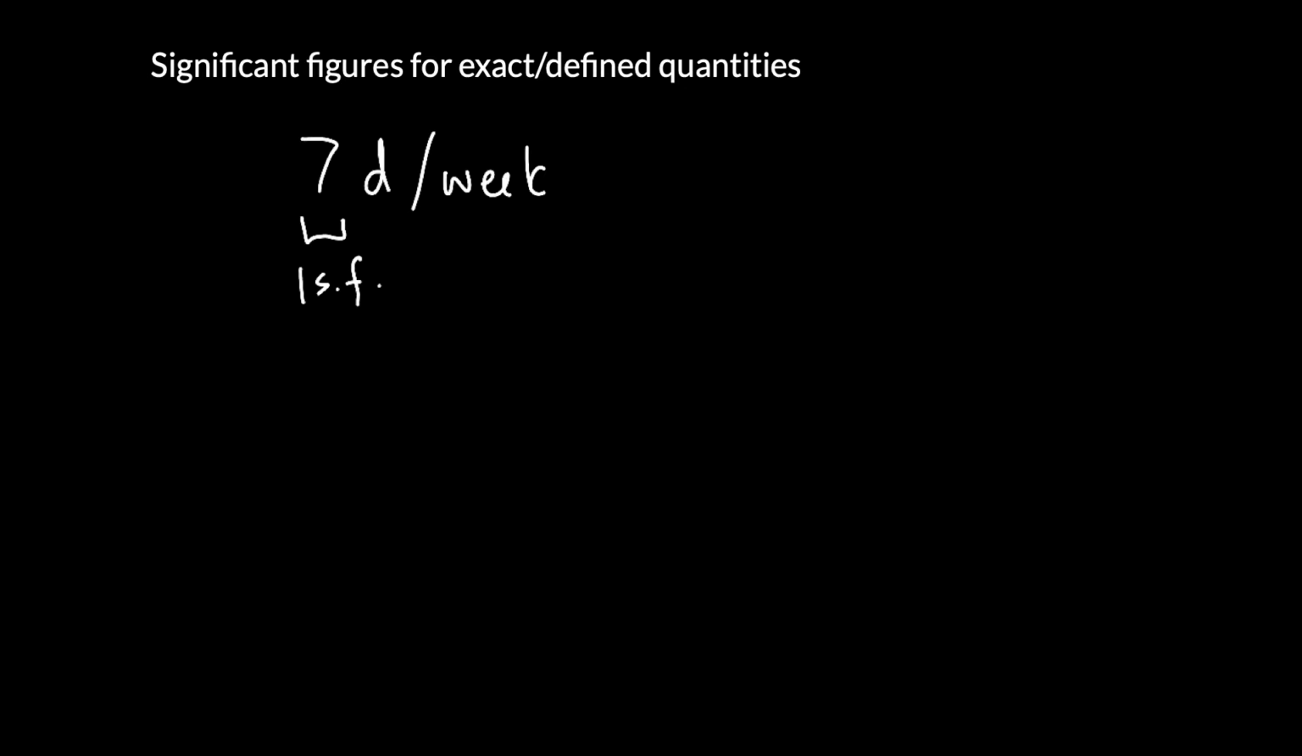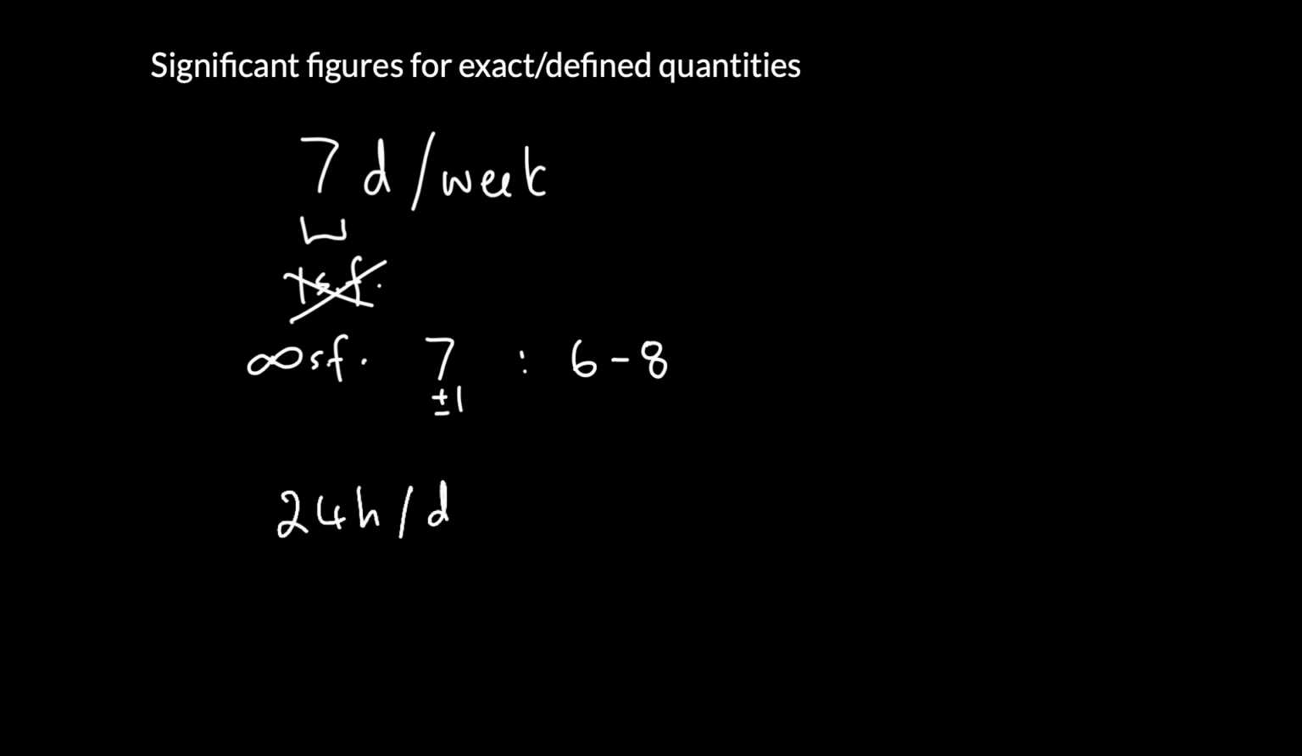However, that would imply that when we write 7 like so, there is a plus or minus 1 applied, so that means that there are somewhere between 6 and 8 days in a week. And that is clearly not the case. So when we have an exact quantity like so, we actually say that there is no error at all. If you like, there are an infinite number of significant figures. So for instance, 24 hours in a day and 12 months in a year. These are all exact things.